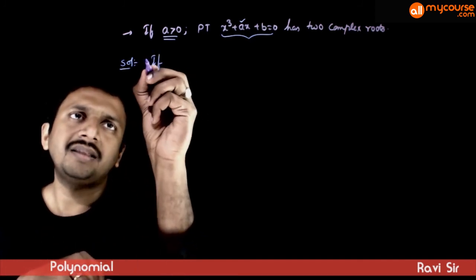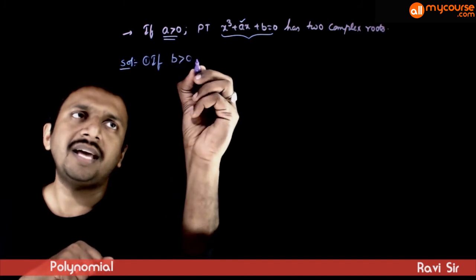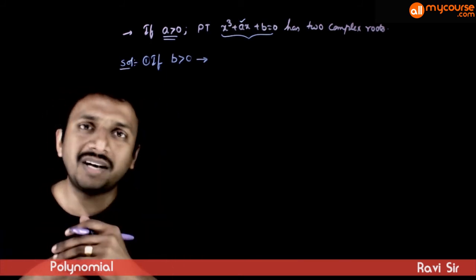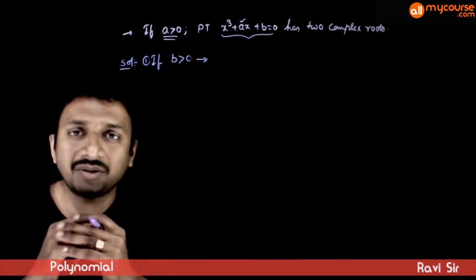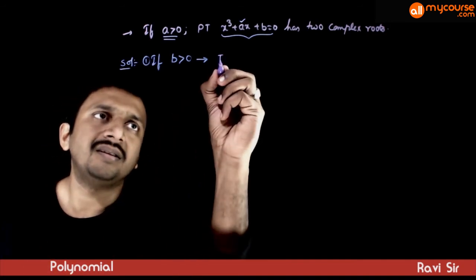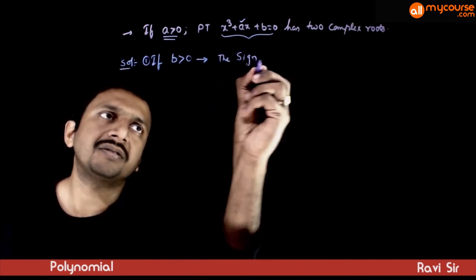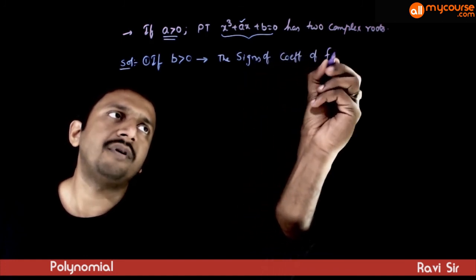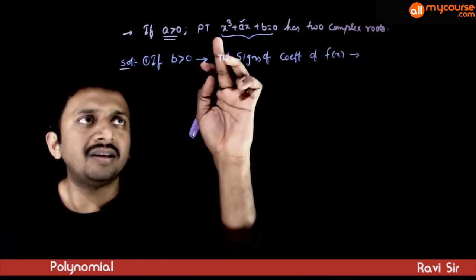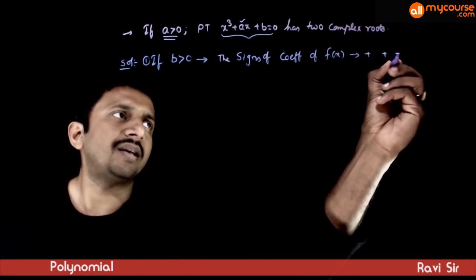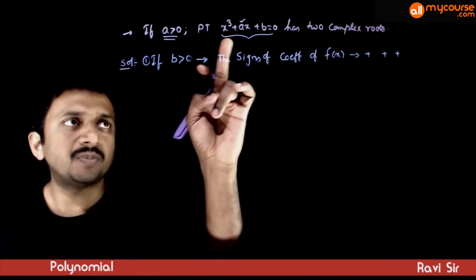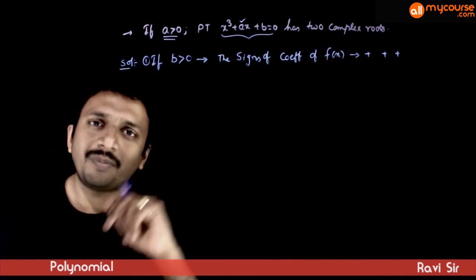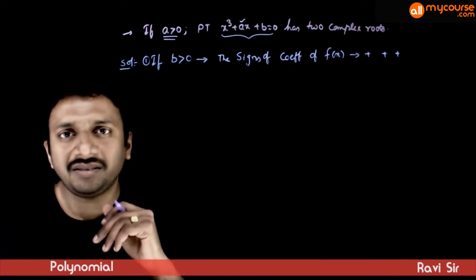So let us take case 1. If b is greater than 0, then what is our conclusion? So if b is greater than 0, from the Descartes' rule of signs, the signs of coefficients of f of x are nothing but plus, plus and plus, because 1 is positive, a is positive, and we have assumed that b is positive. So plus, plus and plus. There are no changes of sign.